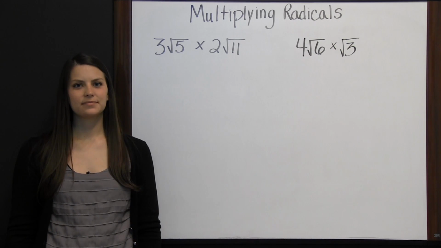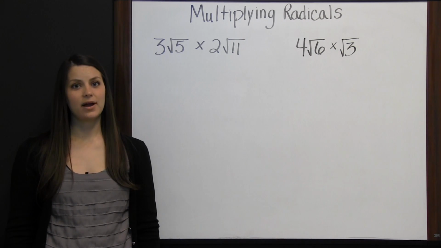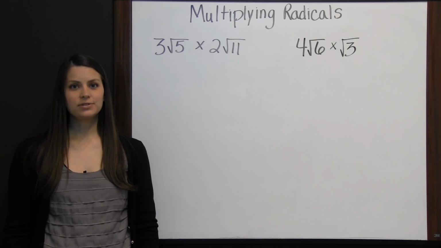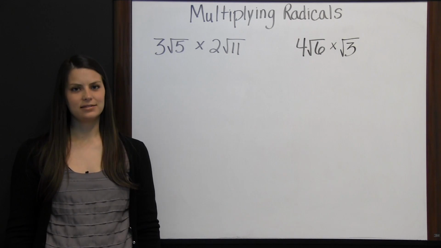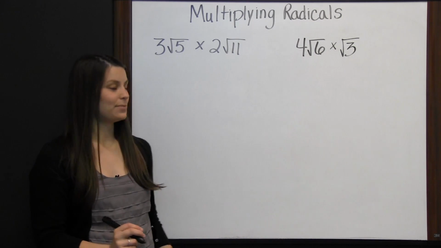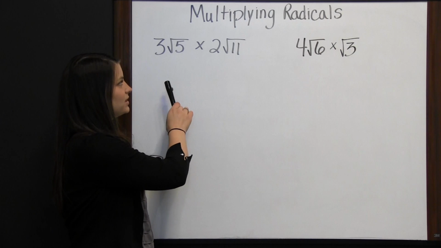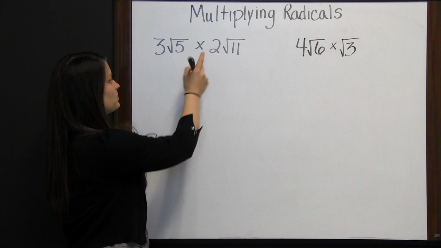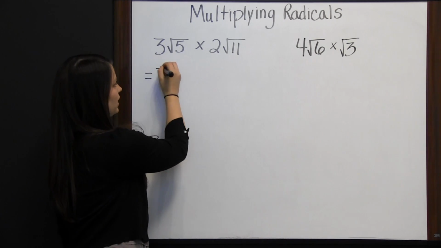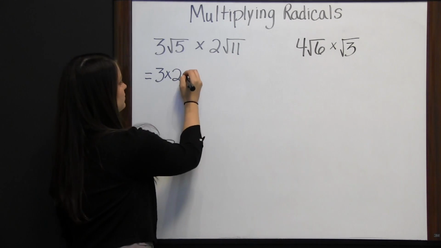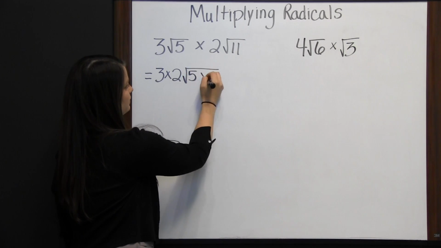Multiplying radicals. You can multiply and divide radicals even if they aren't alike. To multiply radicals, first multiply the coefficients and then do the same with the radicands. Finally, simplify if possible. Let's look at two examples. First, we have 3 square roots of 5 times 2 square roots of 11. We're going to start by multiplying our coefficients, 3 times 2, and then we multiply our radicands. So that's the square root of 5 times 11.